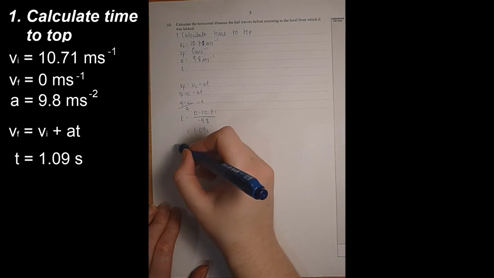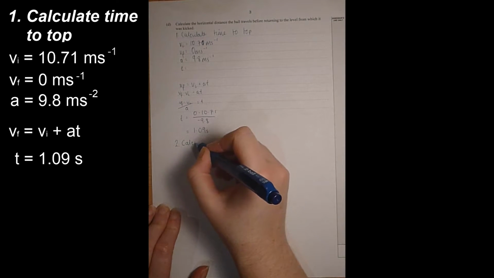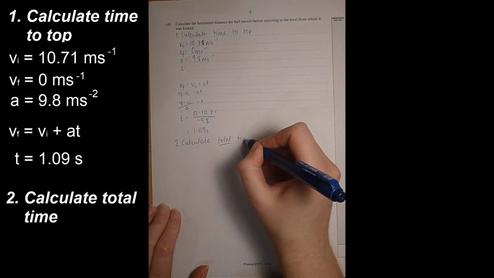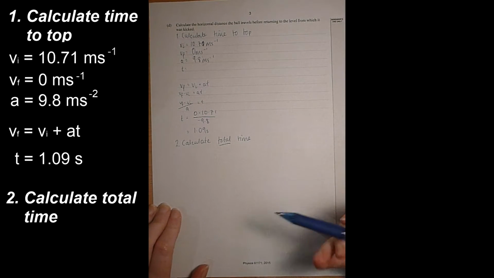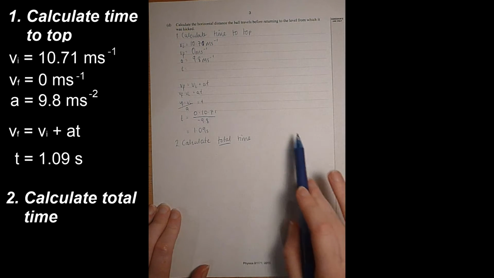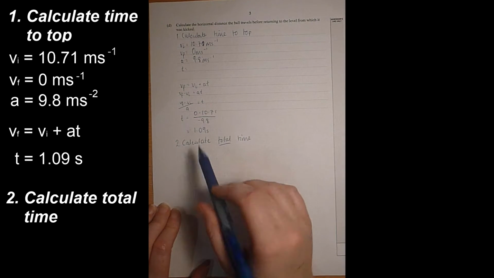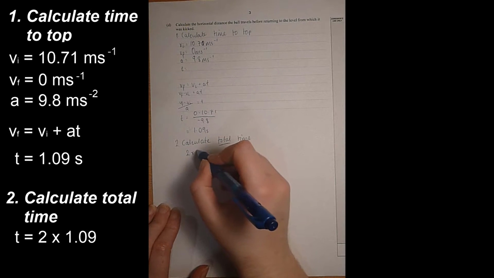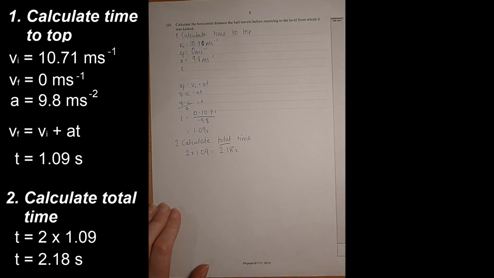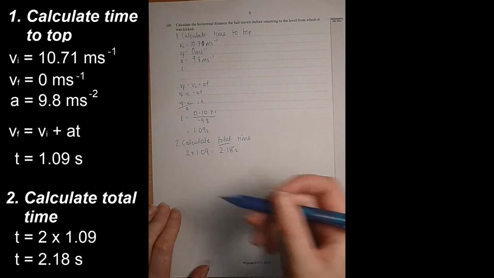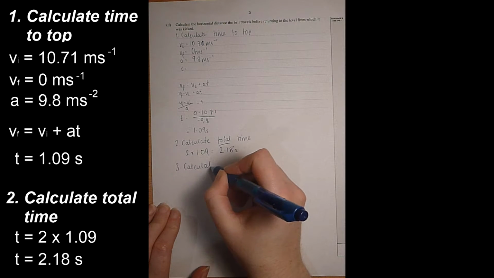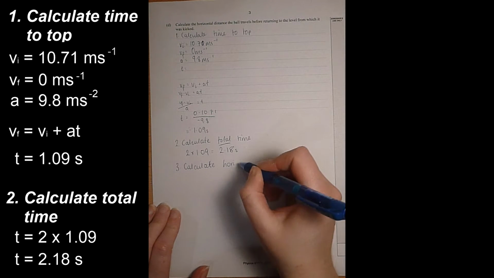Step 2. Calculate total time. So this is pretty easy. If we've got time from kick to the top, then time from kick to the top to back to the bottom is going to be twice this. So 2 times 1.09 equals 2.18 seconds. That's pretty straightforward. Then we need to calculate the horizontal distance. We're actually getting to answer the question.